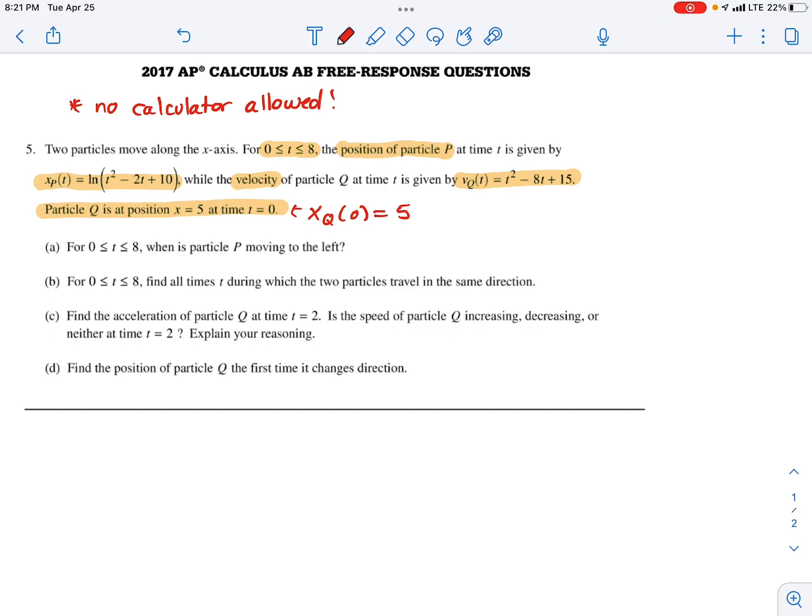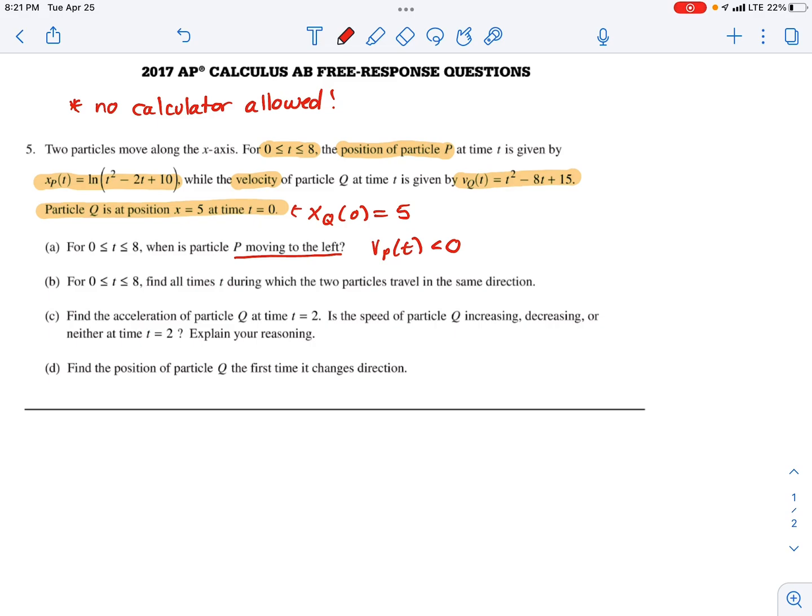Okay, so it says from 0 to 8, when is particle p moving to the left? In other words, it's asking when the velocity of particle p is less than 0, right? Because remember, velocity is speed with direction. So if you want to know in what direction you're moving, you've got to look at the velocity function. If it's negative, it's moving down or left. If it's positive, it's moving up or right.